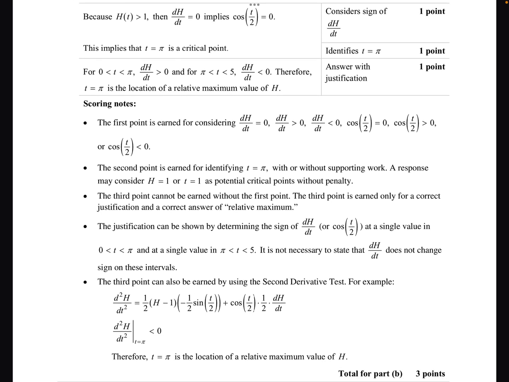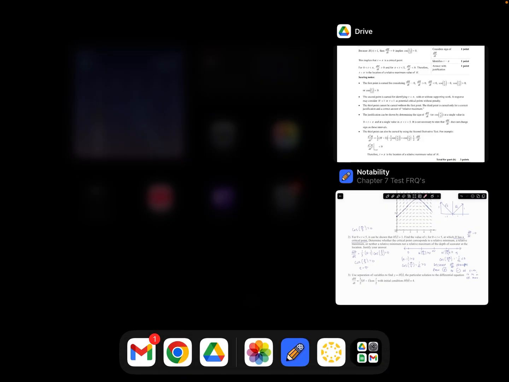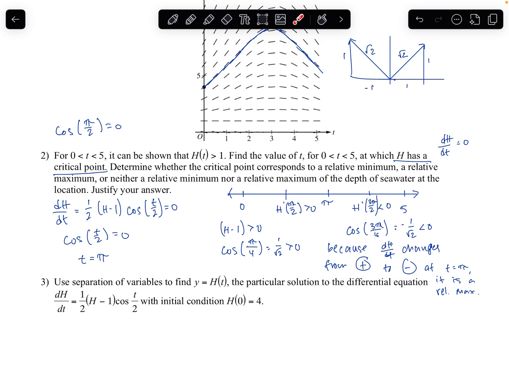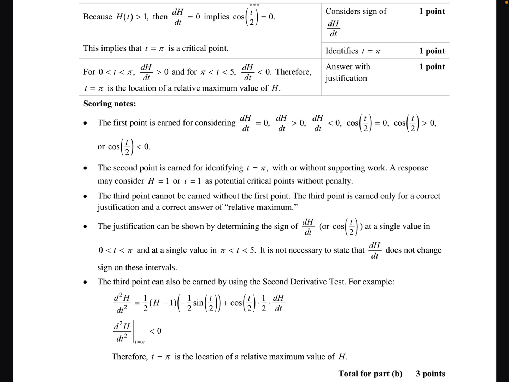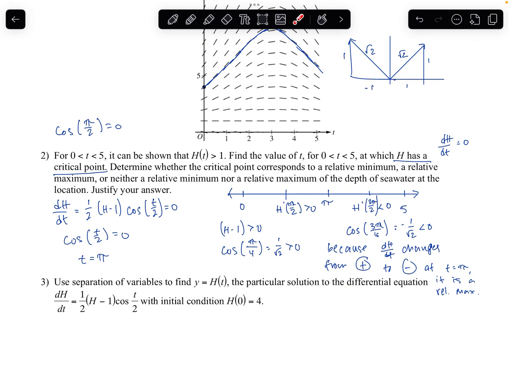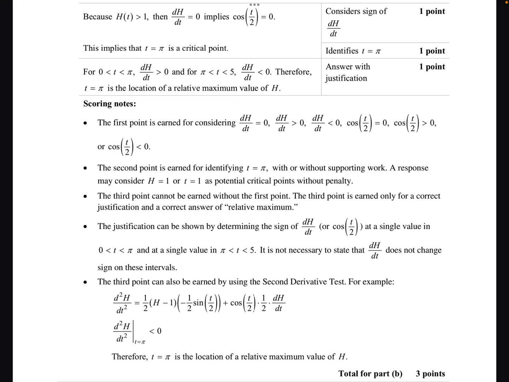The third point is earned only for a correct justification or a correct answer of relative maximum. Justification can be shown by determining the sign of dH dt at a single value in 0 to pi and at a single value from pi to 5. So which is what I did. I determined a value between those right there. It is not necessary to state that dH/dt does not change sign on these intervals. So I don't have to prove that in between here that it changes signs. So I don't have to prove that it changes from positive to negative in between here or in between here. Don't have to show that.